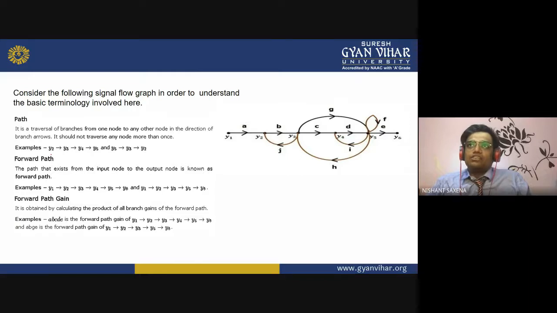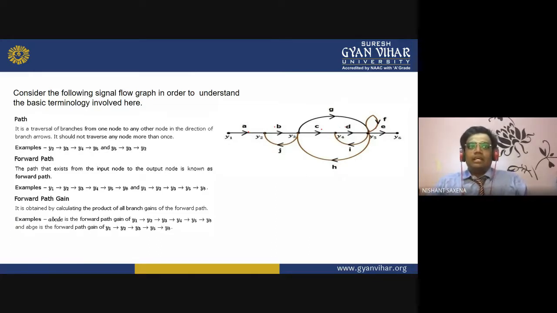The gain associated between the y1 and y2 node is A. The gain associated with y2 and y3 is B. The gain associated with y3 and y4 is C. The gain associated with the y4 and y5 branch is D, and so on. So the forward path gain is obtained by calculating the product of all the branch gains of the forward path. So the first forward path gain is A into B into C into D into E.